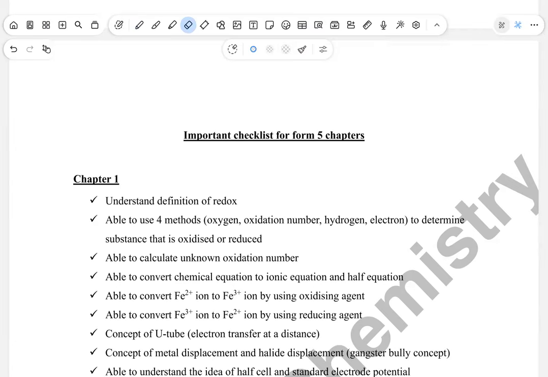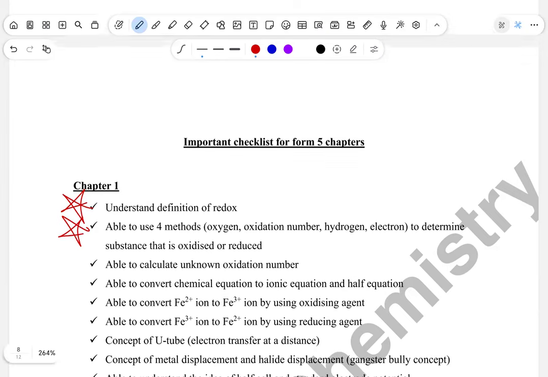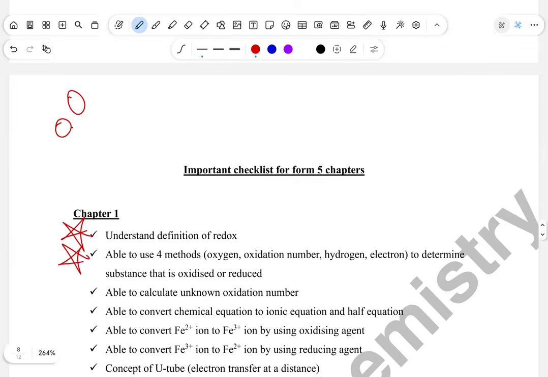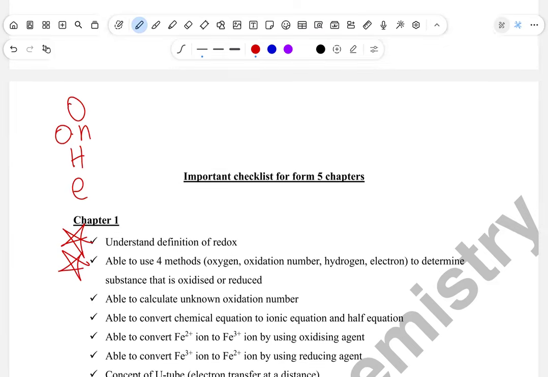In chapter 1, there are so many things that are closely related. So first of all, make sure everyone knows what is redox. Redox is a chemical reaction that involves oxidation and reduction happening at the same time. And make sure everyone knows how to use 4 methods to decide oxidation or reduction. A quick revision: we have 4 methods: oxygen, oxidation number, hydrogen, and electron method, right?